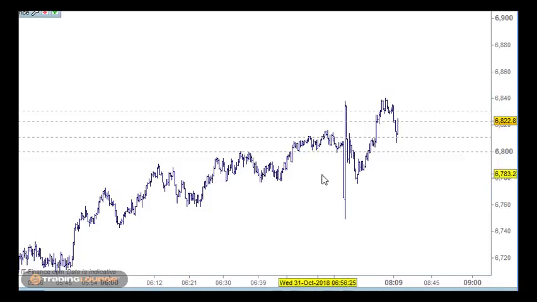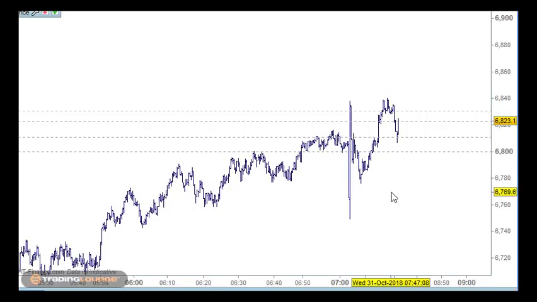And we've gone from being resistance, it's basically migrating from resistance to support. So that will continue it to the upside.